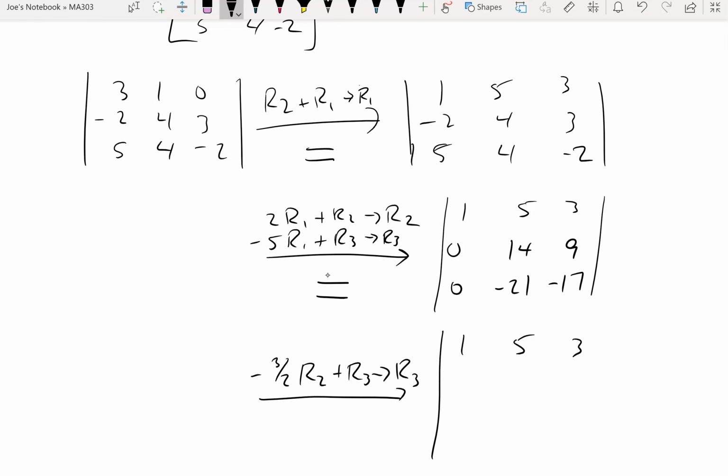So 1 stays the same. Good grief, I don't know why I can't keep my signs straight today. Thank you. 0, 0. And then we get, pardon me, 27/2, and then -34/2. So that's -7/2. Again, if I did my arithmetic correctly.